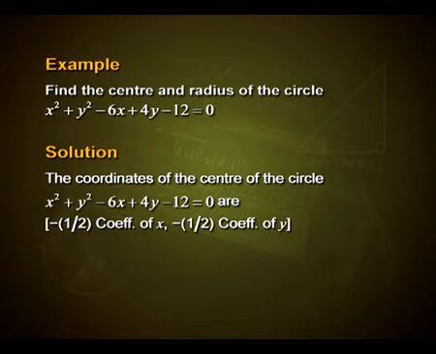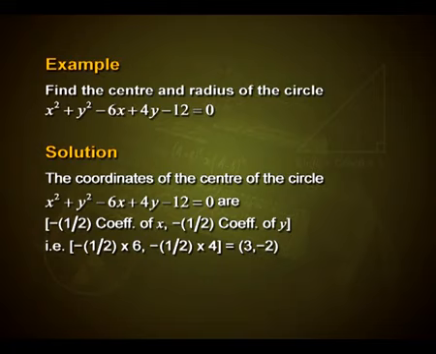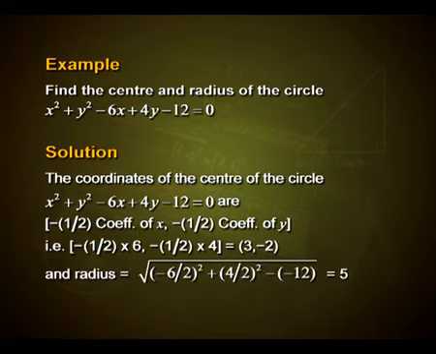The coordinates of the center of the circle x² + y² − 6x + 4y − 12 = 0 are (−1/2 coefficient of x, −1/2 coefficient of y), that is (−1/2 × (−6), −1/2 × 4), which equals (3, −2). The radius is obtained as the square root of ((−6/2)² + (4/2)² − (−12)), which gives us radius equal to 5.